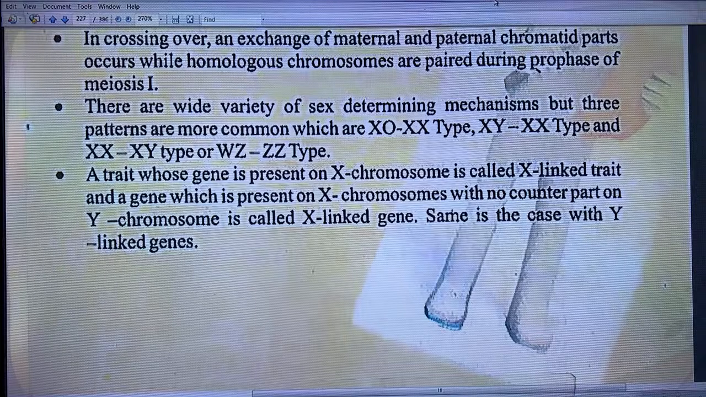A trait whose gene is present on the X chromosome is called an X-linked trait. A gene which is present on the X chromosome with no counterpart on the Y chromosome is called an X-linked gene. Same is the case with Y-linked genes.